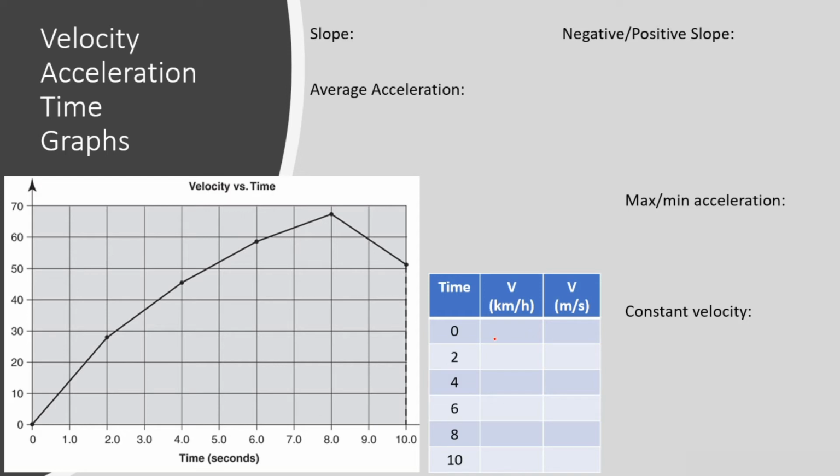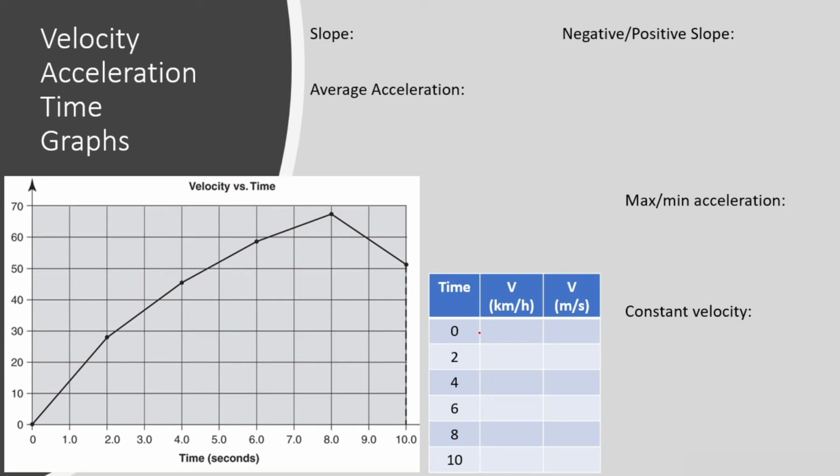Velocity, acceleration, time graphs. Okay, so we're going to start by filling in the thing. And on this thing, it was actually miles per hour, so I kind of made it disappear. But we have points every 2 seconds, and we're going to say that this is a velocity on the y-axis, and it is going to be in kilometers per hour.